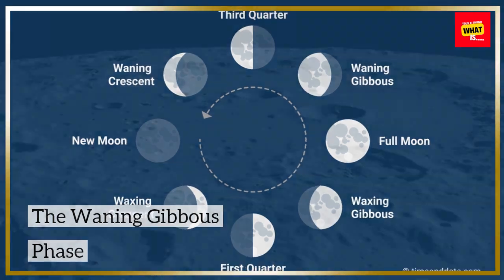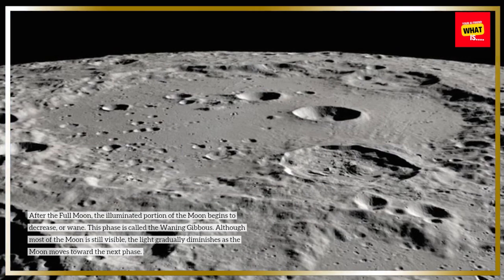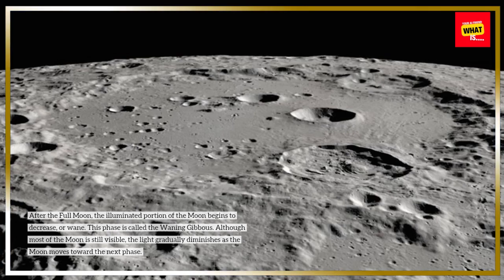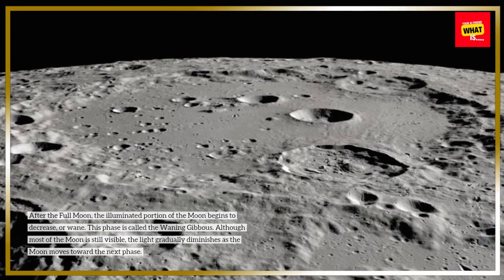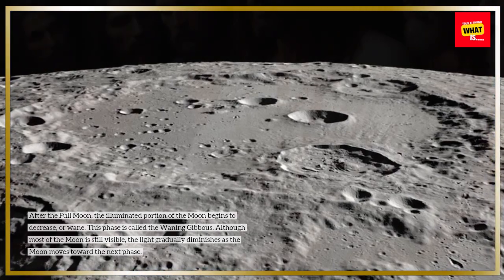The waning gibbous phase. After the full moon, the illuminated portion of the moon begins to decrease, or wane. This phase is called the waning gibbous. Although most of the moon is still visible, the light gradually diminishes as the moon moves toward the next phase.